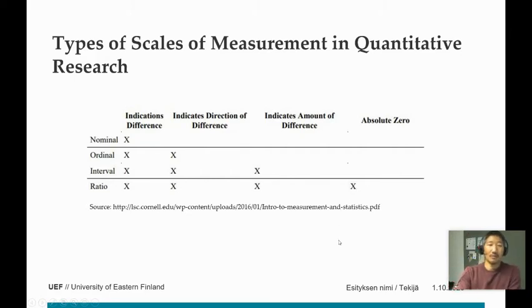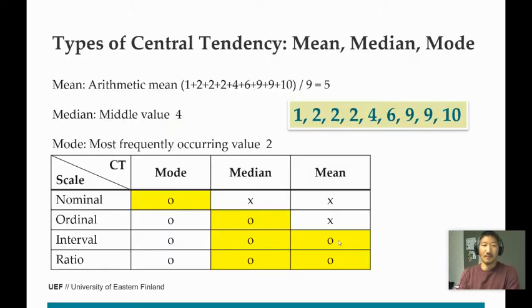I hope you remember these scales that are often used in measurement in quantitative research, and depending on the types of the scale, the statistical methodology could be different. So you need to keep in mind these differences when you're collecting the data.